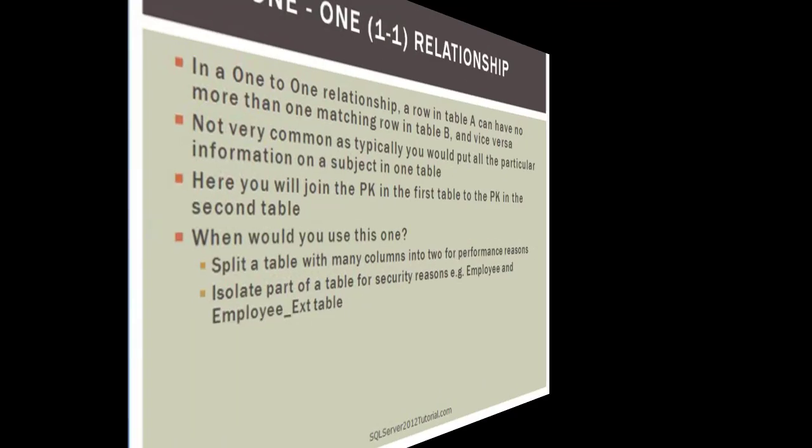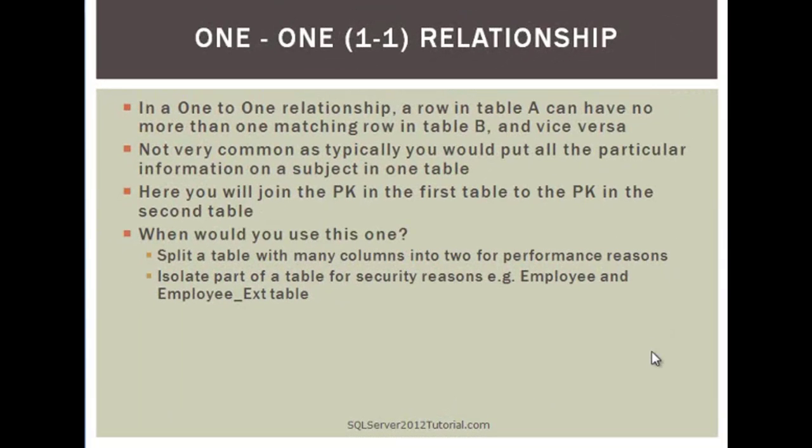As far as a one-to-one relationship, what happens is a row in table A can have no more than one matching row in table B, and vice versa. This is not very common in databases, as typically you would want to put all the information on a subject in one table. Maybe you have an orders table; all the information should go within that one table. Now, when you do need a one-to-one relationship, typically you join the primary key in the first table to the primary key in the second table, which would be the same field.